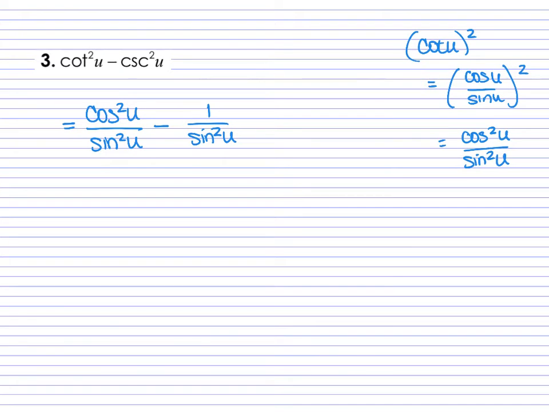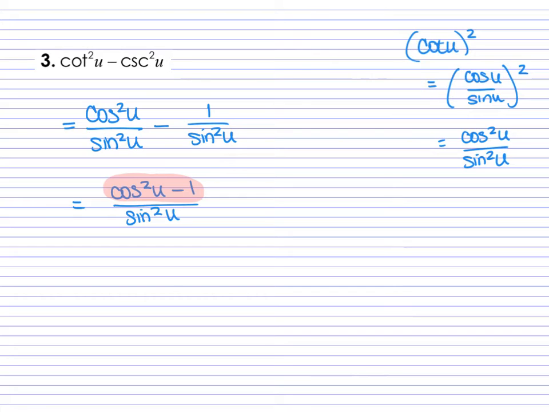Really nice here. We do have 2 fractions that we're subtracting, but we already have that common denominator, so we don't have to change that. So we're going to end up with the cosine squared of u minus 1 over sine squared of u. Okay, now here we've got cosine squared and a minus 1. So this should really set off those alarm bells in your head that you're thinking about those Pythagorean identities.